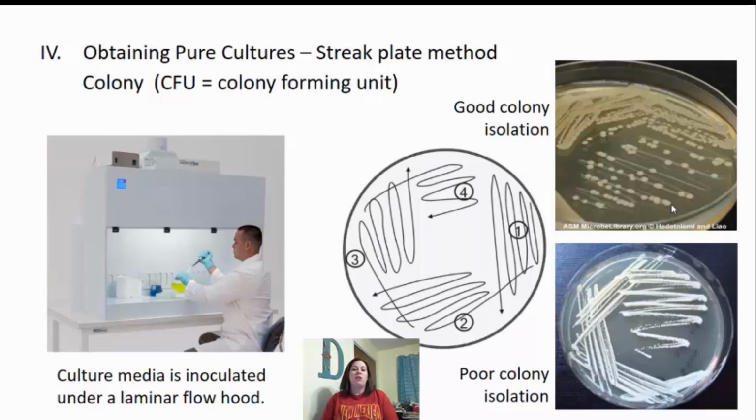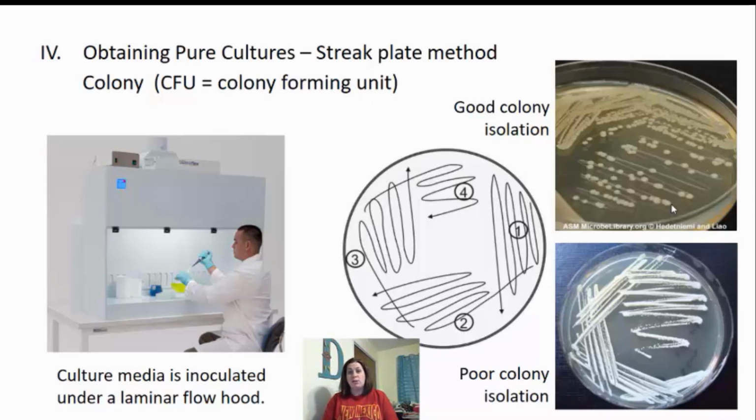When we look here, the culture media is inoculated, normally under a flow hood. We want to see that we isolate colonies to where they're all by themselves. So in this top picture up here, you can say that there's good colony isolation, but down in the bottom, there's poor. There are too many colonies close together to be able to isolate one particular colony.